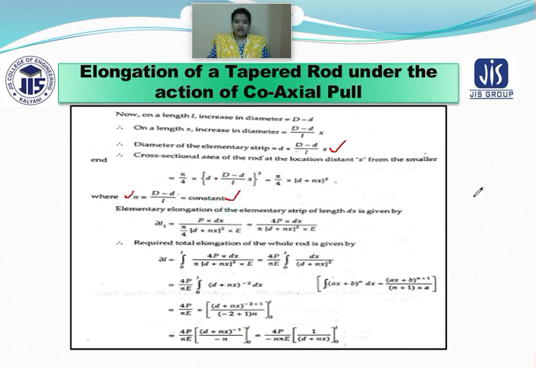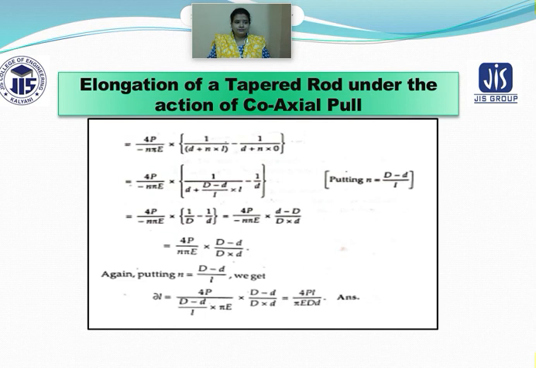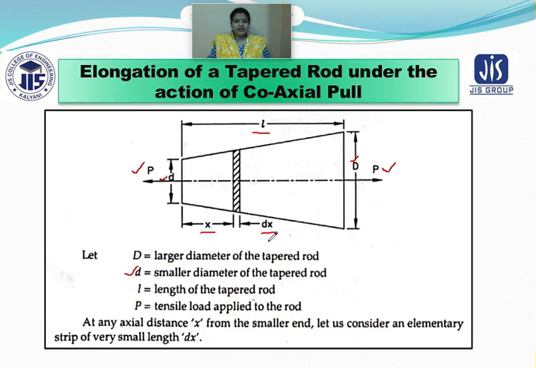Now we are going to calculate the elongation of the elementary strip of length dx, because I have already shown you in the previous picture that this is the smaller taper end and this is the bigger taper end, and you need to initially find out the elongation for this particular strip, that is dx. If you are able to calculate this elongation of this small strip, then you can calculate the entire one, because we just have to integrate it from 0 to L for the total length. So let us have a look here.